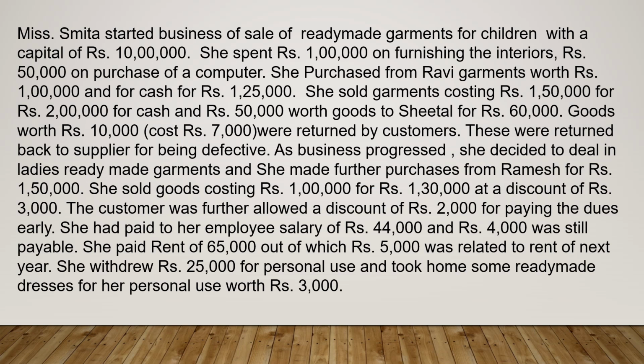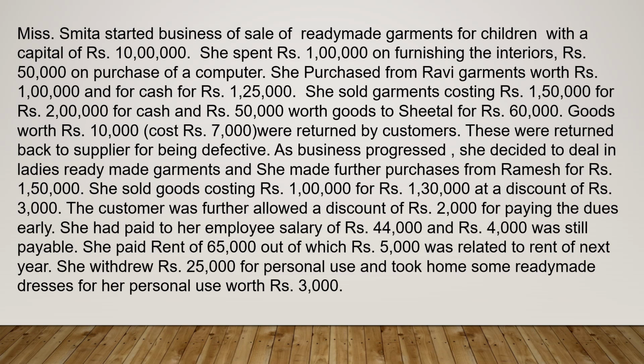She sold garments costing 1,50,000 for rupees 2 lakh for cash and rupees 50,000 worth goods to Sheetal for 60,000. Goods worth rupees 10,000, the cost of which was 7,000, were returned by customers. These were returned back to the supplier for being defective. As business progressed, she decided to deal in ladies' ready-made garments and she made further purchases from Ramesh for rupees 1,50,000. She sold goods costing 1 lakh for rupees 1,30,000 at a discount of rupees 3,000.